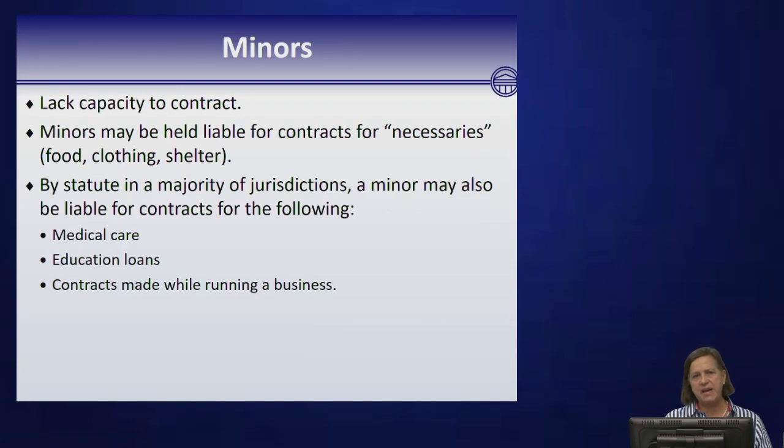Minors are said to lack capacity to contract. And so there are certain contracts, though, that we make minors honor. So a minor may be held liable for a contract for necessaries. That's food, clothing, and shelter. So ordinarily, we let minors avoid any contract, major in their minority, and for a reasonable time after turning 18, but they're absolutely liable for contracts for necessaries.